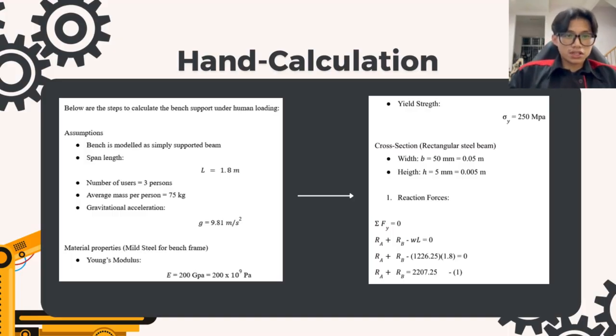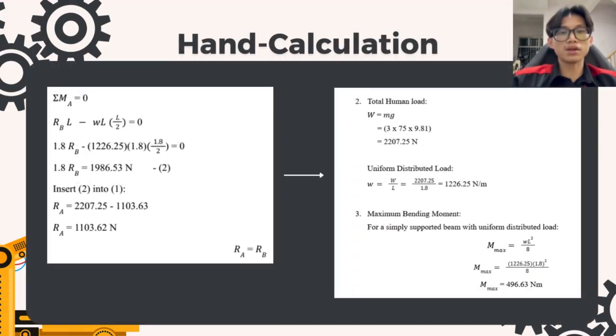So for the cross section of this rectangular steel beam, the width is equal to 0.05 meter and the height is 0.005 meter. For the calculation, first we must use the summation of Fy equal to 0 and the summation of Ma equal to 0. For the final answer, we found that the value of Ra equals Rb, that is 1103.62 Newton.